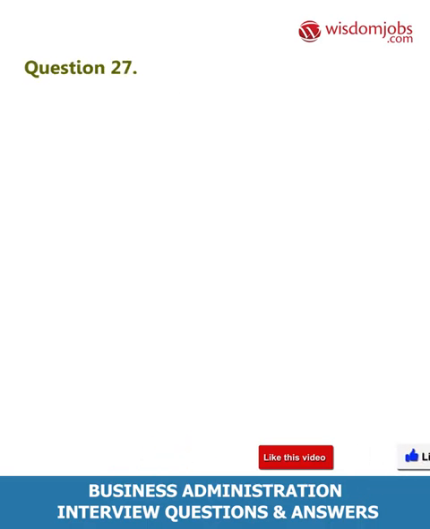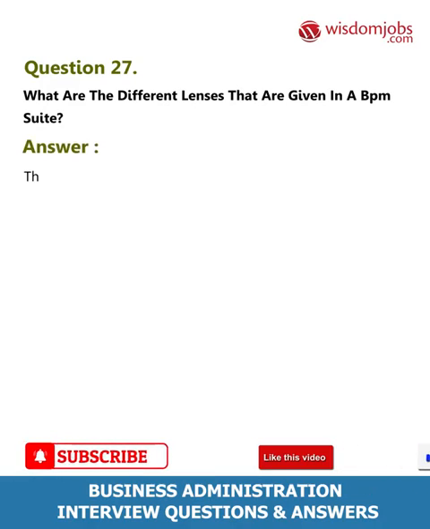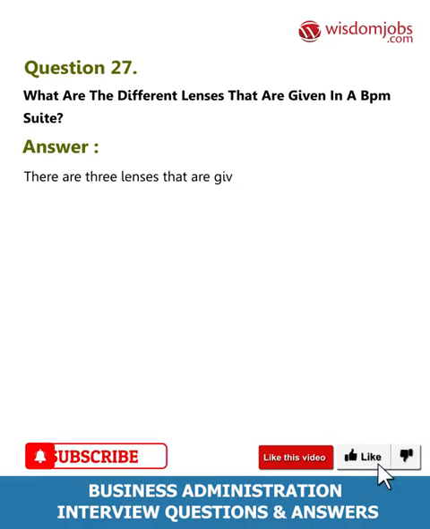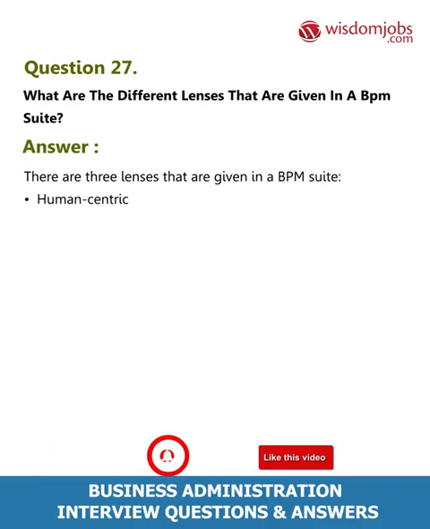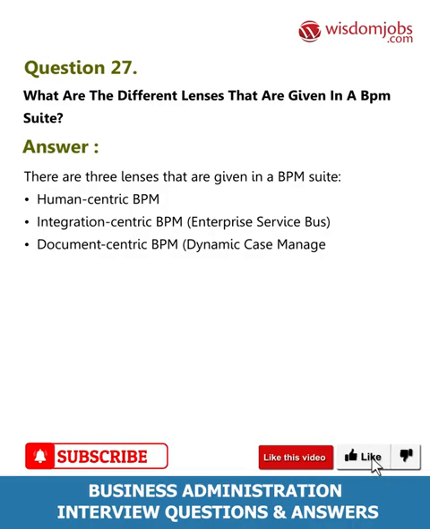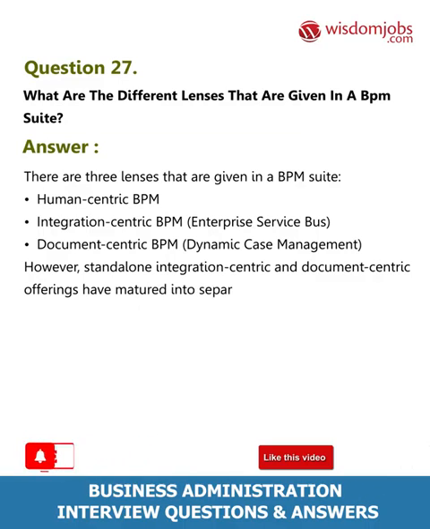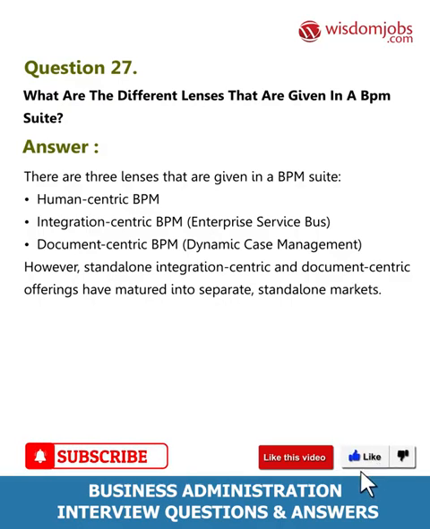Question 27. What are the different lenses that are given in a BPM suite? Answer. There are 3 lenses that are given in a BPM suite: Human-Centric BPM, Integration-Centric BPM, Enterprise Service Bus, Document-Centric BPM, Dynamic Case Management. However, standalone integration-centric and document-centric offerings have matured into separate standalone markets.